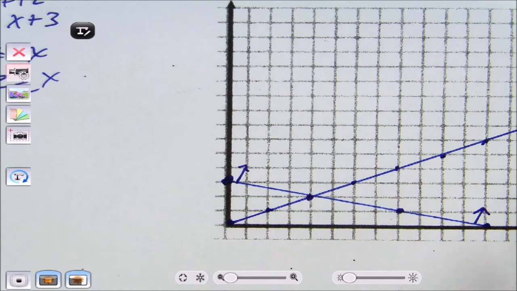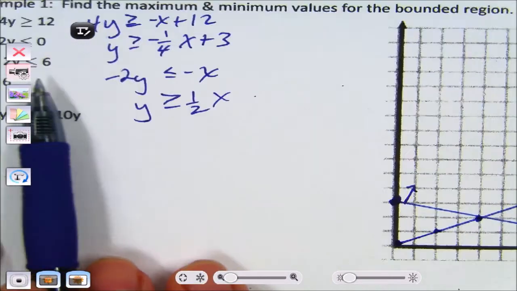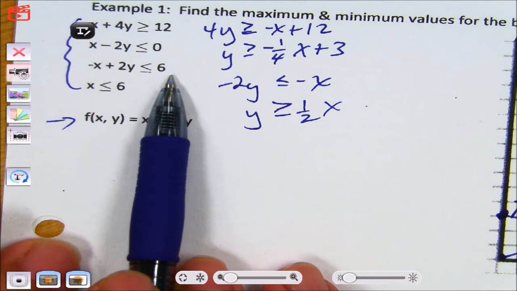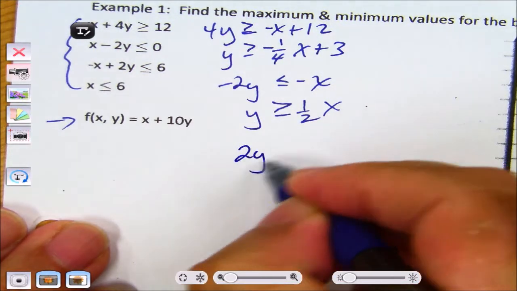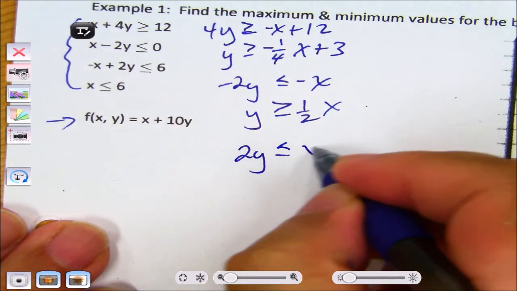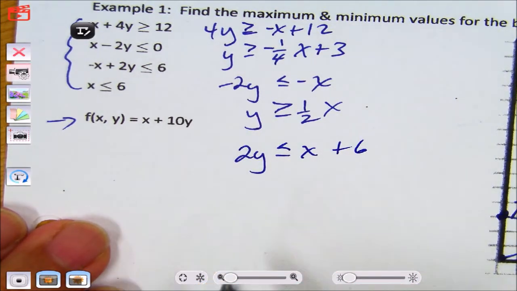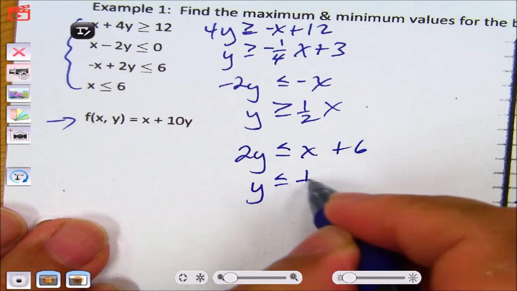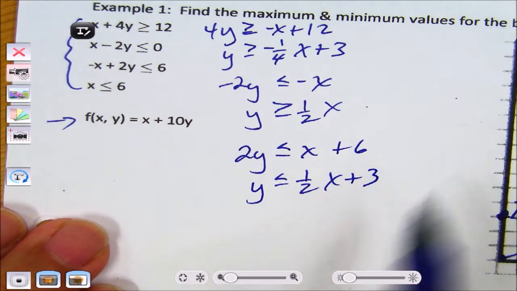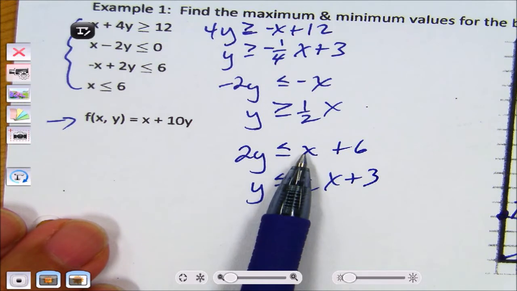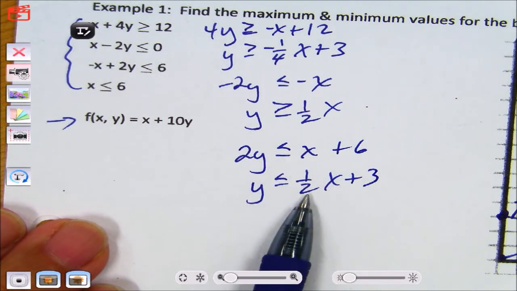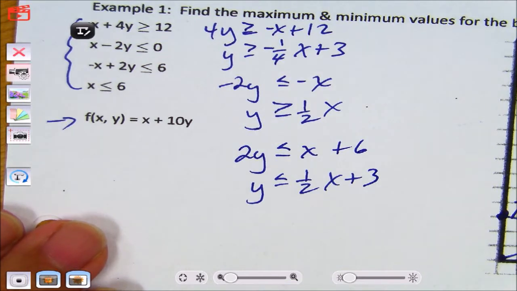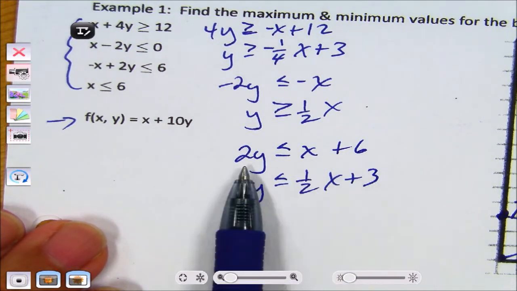Alright, I still have 2 more to go. I got negative x plus 2y is less than or equal to 6. So I'm going to move the x to the right. So it's 2y less than or equal to x plus 6. Divide by 2. I get y is less than 1/2 x plus 3. So remember the x has a 1 in front of it. When I divide by 2, that becomes 1/2. 1 over 2 becomes 1/2. And that 3 comes from 6 divided by 2.